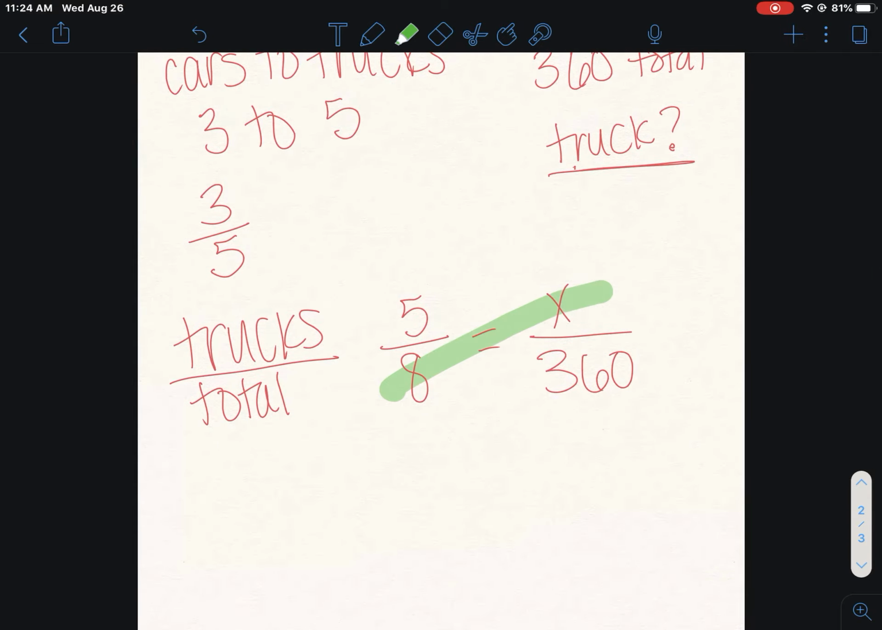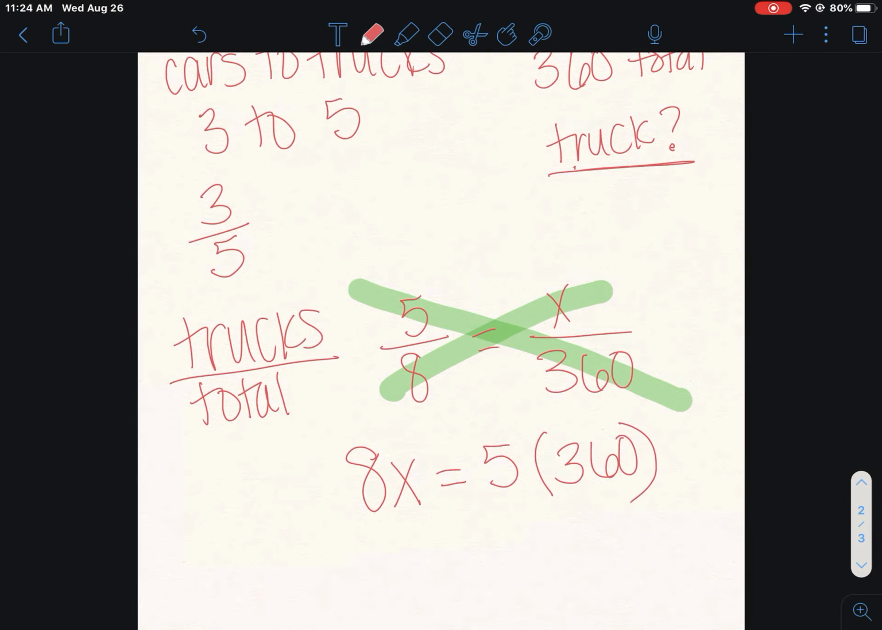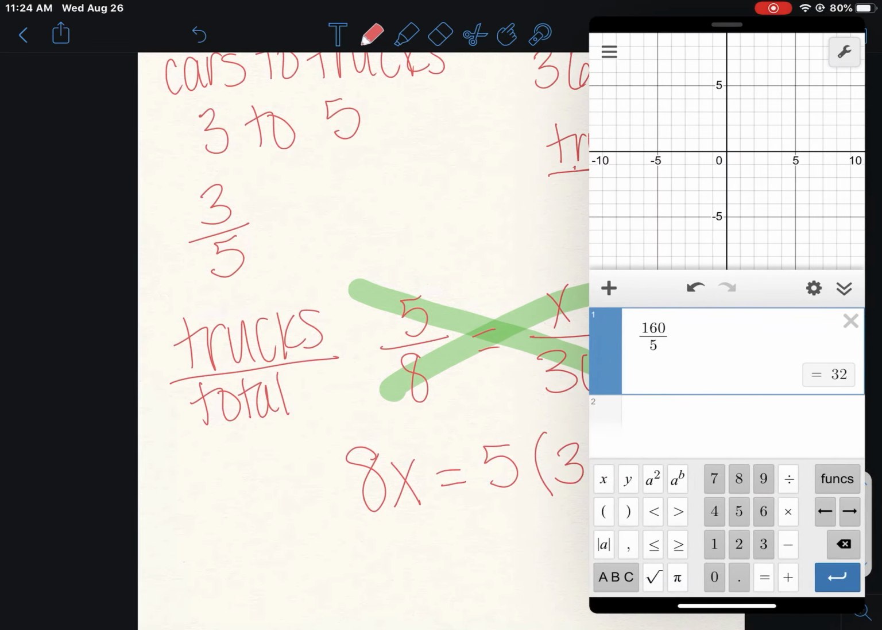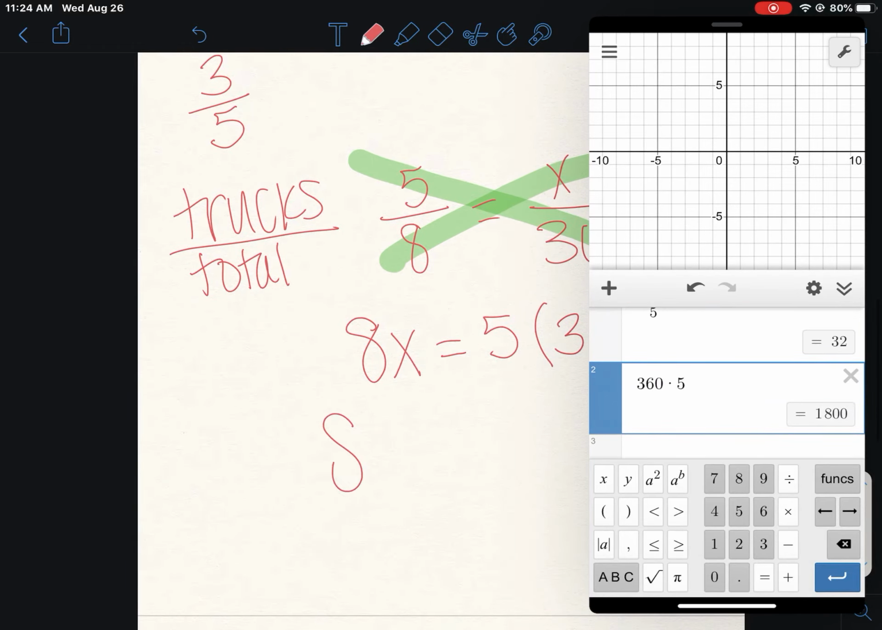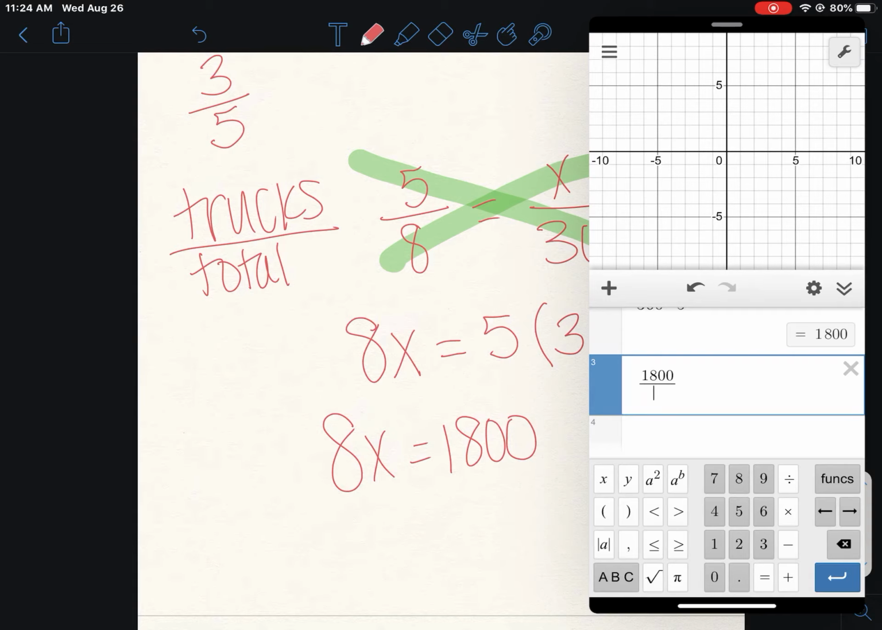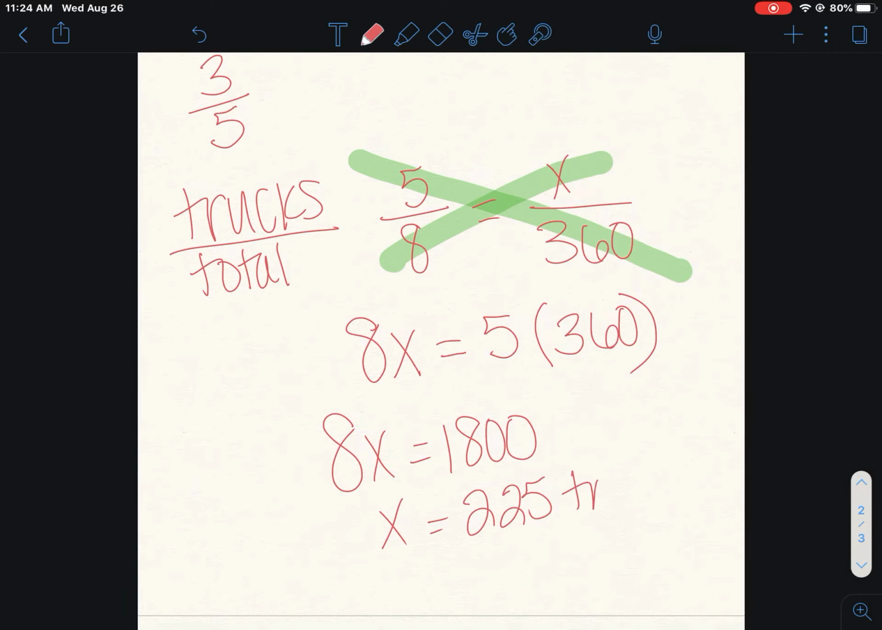And again, I will just cross multiply. So I have 8 times x equals 5 times 360. Pull out my calculator, 360 times 5. So 8x equals 1,800. So x equals 225 trucks.